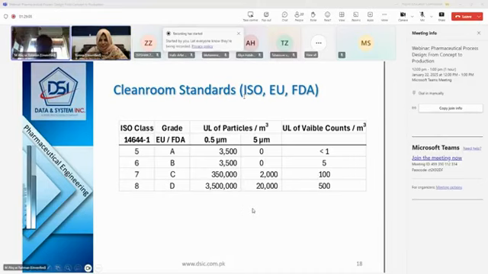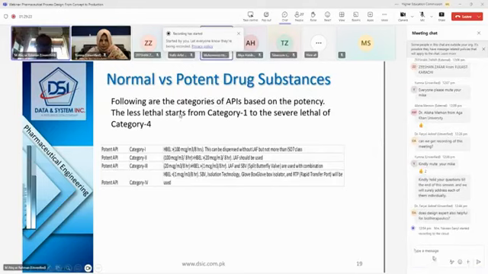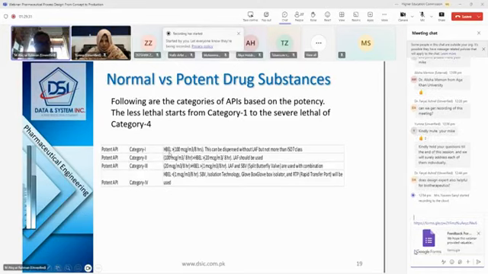No problem. There are the clean room standards. You can read the clean room standard 14644-1. So there are complete clean room standards available for particle counts, viable and non-viable. So normal versus potent drug substances, there are different protocols available for the normal drug substances and for potent drug substances.